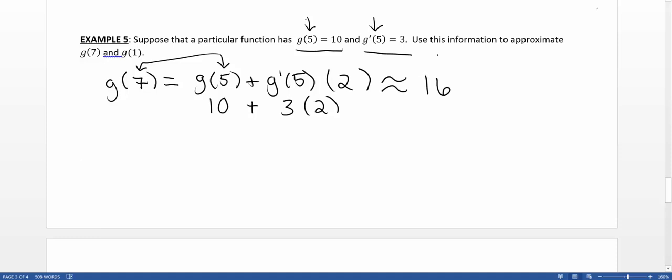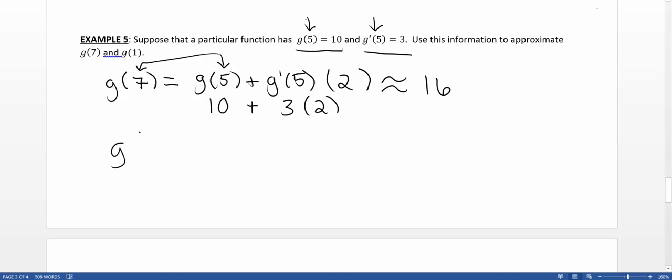So again, the idea is that if the functional value is 10 at 5, and we're changing by 3 units in the dependent direction for every 1 unit in the independent direction, if we're moving 2 units away, likely our function is going to go up to 16. Again, this is just an approximation, but given that we don't know anything else about the function, this is the best we can do with the information that we have.